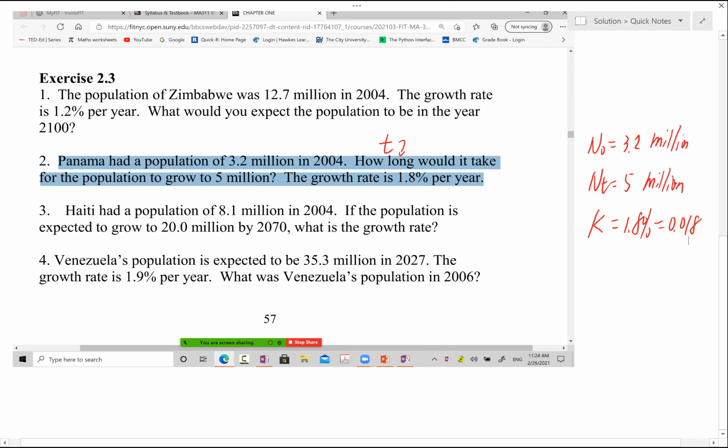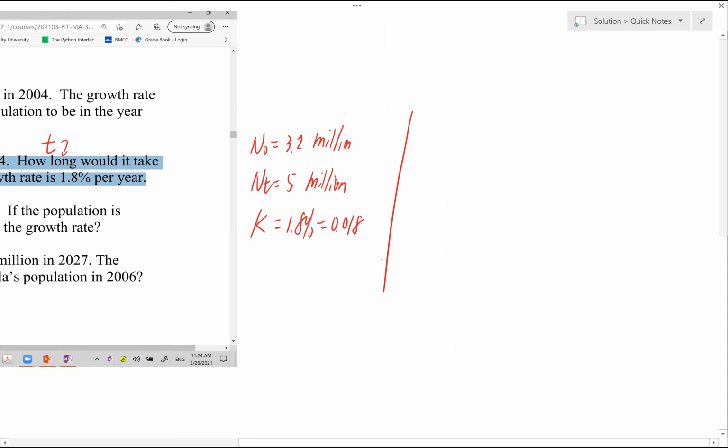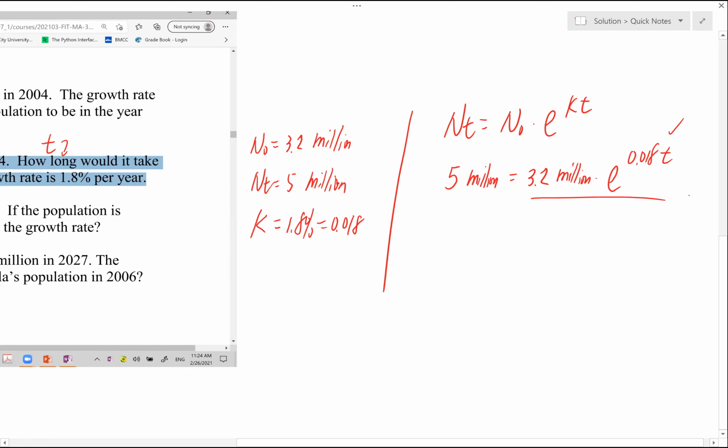So we set up the equation. Plug into the model: NT equals N0 times e to the KT. Plugging in all the numbers, it's 5 million equals 3.2 million times e raised to 0.018 t. The first step is to isolate the variable part, so we divide 3.2 million from both sides of the equation.